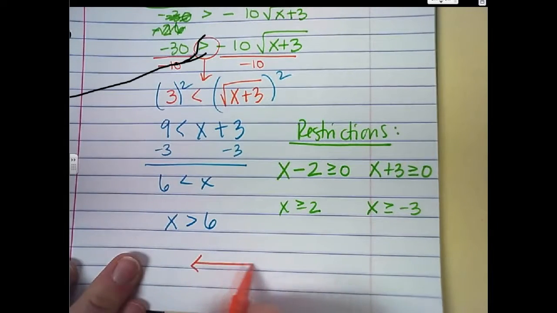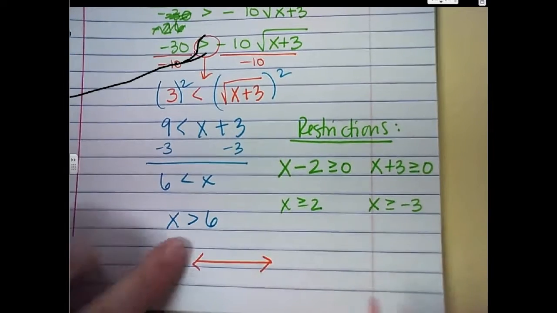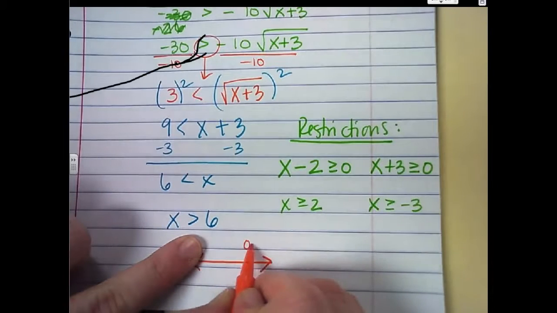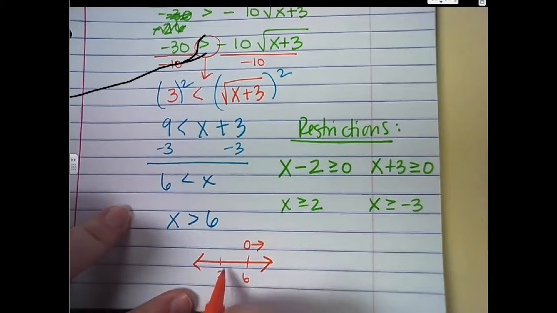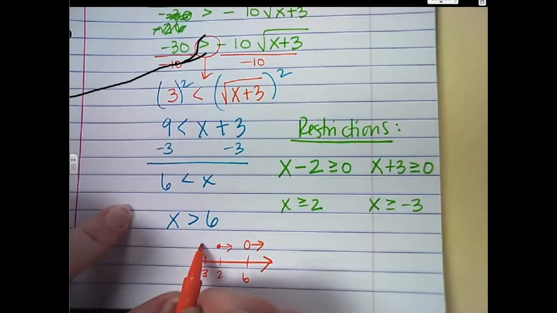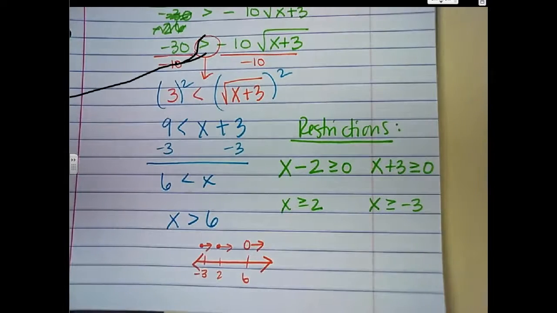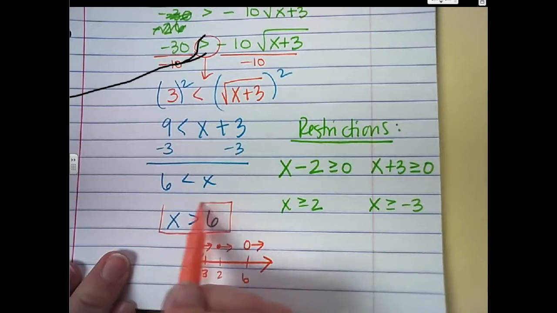So then you can check it on a number line. I'll start with the 6. Open circle to the right. And then 2 is here, and it says to the right. That doesn't matter, and neither does this. So what's my answer? That's it. X is greater than 6.